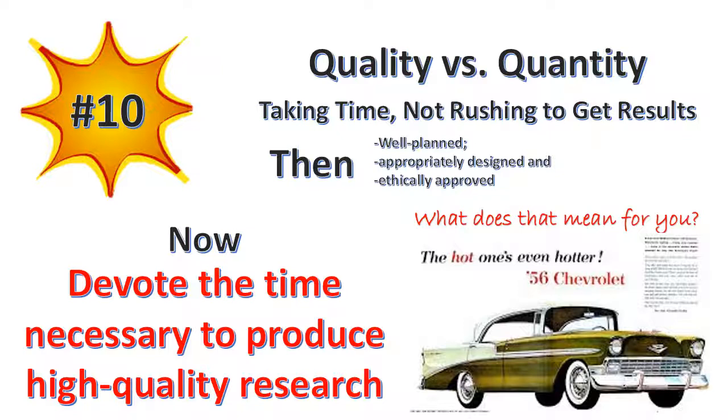Now, historically, more time was taken in the producing of research. It took time to do the research, for one. And I think that there was the idea that we're not going to publish our research until we really get good results. So the research was well planned, the studies were appropriately designed, and they were ethically approved. And you knew that when this research was completed, it was going to be high quality research.